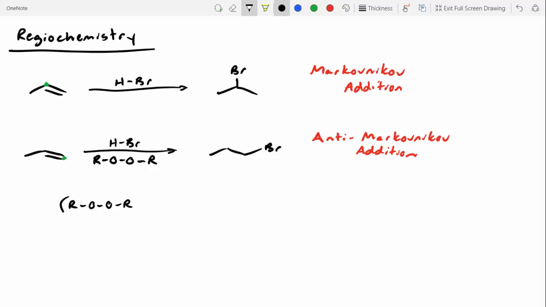ROOR is used for a peroxide. This could really be a variety of different peroxides. Oftentimes people will just toss in a little bit of hydrogen peroxide. We will discuss the peroxide mechanism in chapter 11.